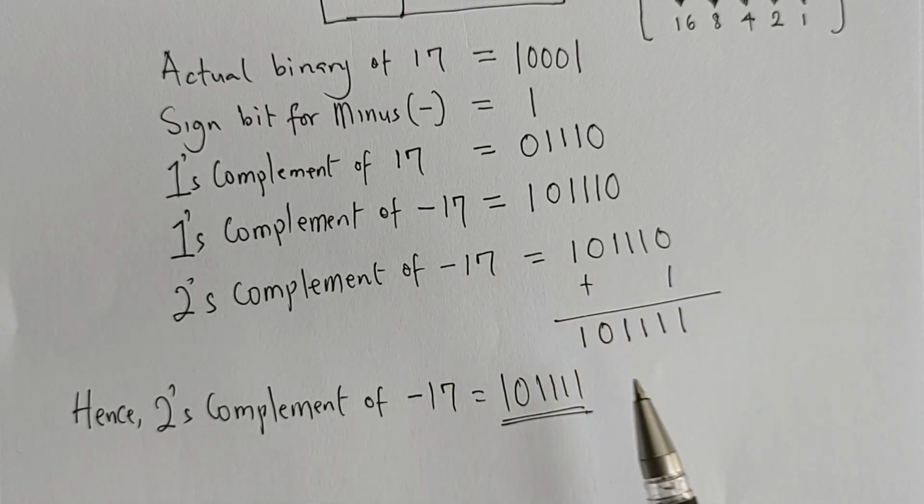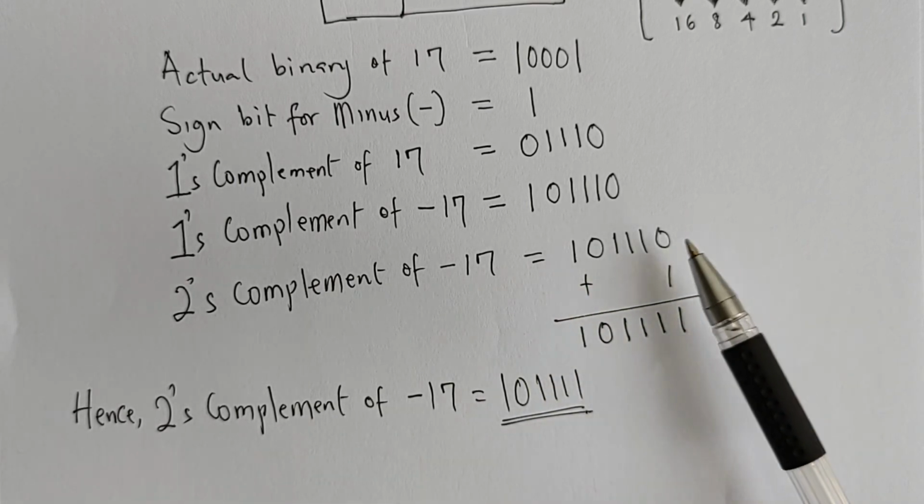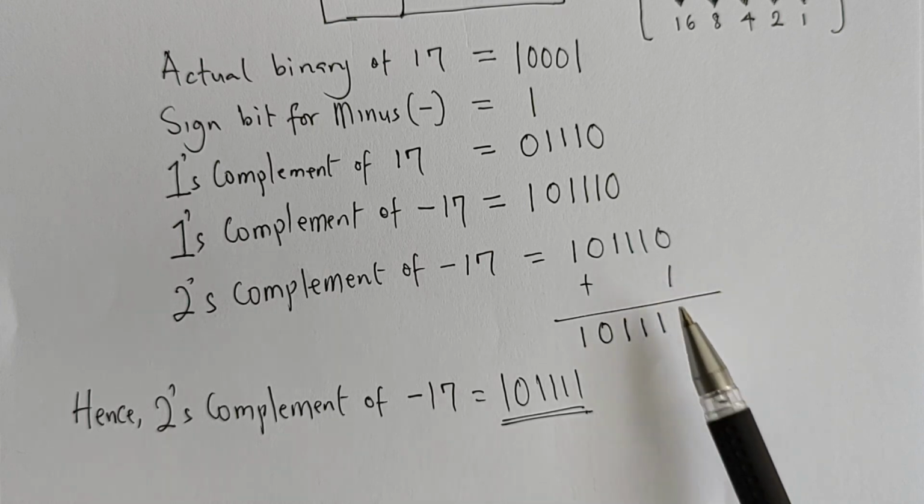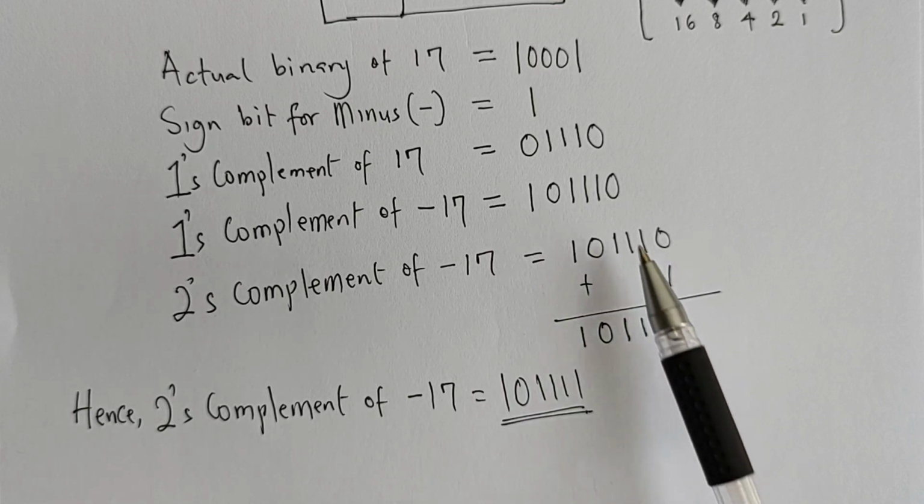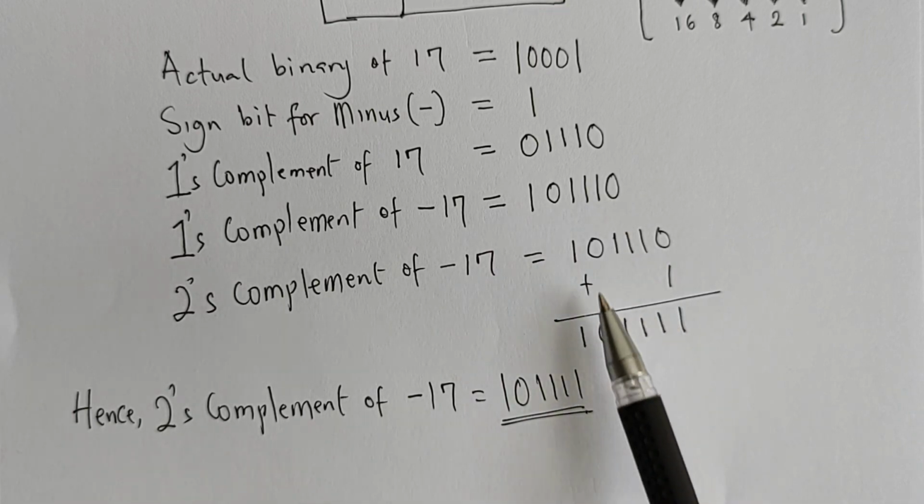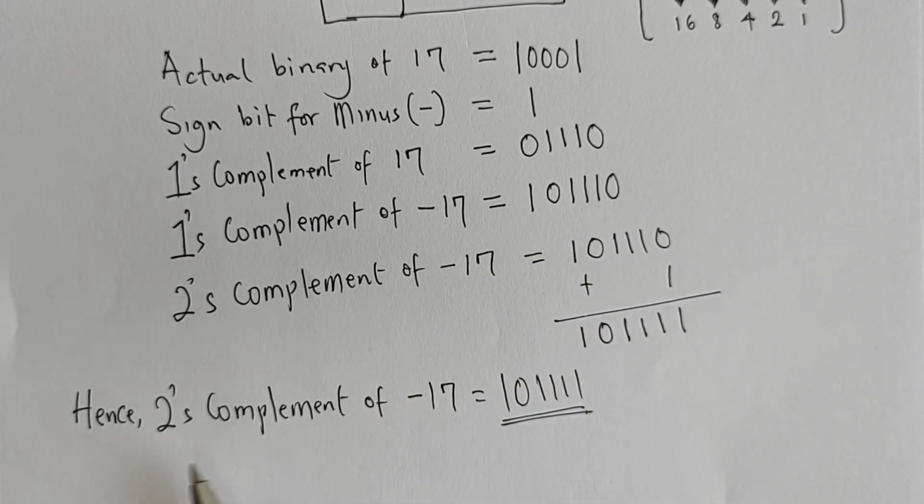So let's do this simple math. 0 plus 1 in binary is going to be 1, and then every other value you have stays the same. 1, bring it down, 1, bring it down, 1, bring it down, you have 0, bring it down, you have 1, bring it down. So hence the 2's complement of minus 17 is going to be 1, 0, 1, 1, 1, 1. This is how easy and straightforward it is.